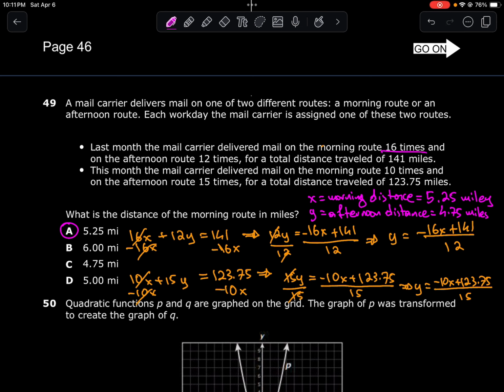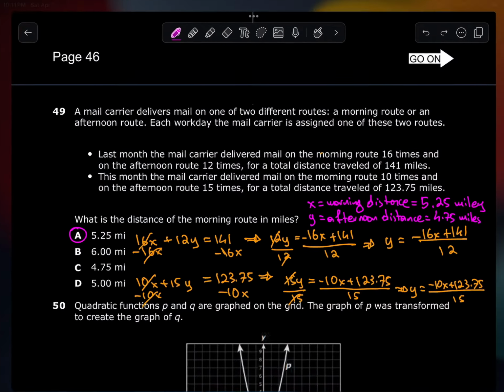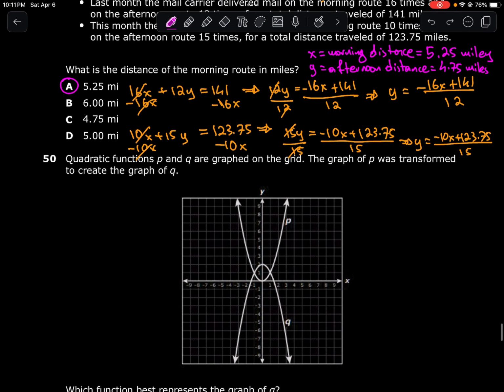Here 16 goes with x, 12 goes with y, and then let the calculator do its job. Okay, we are getting closer. We're at 50 now.